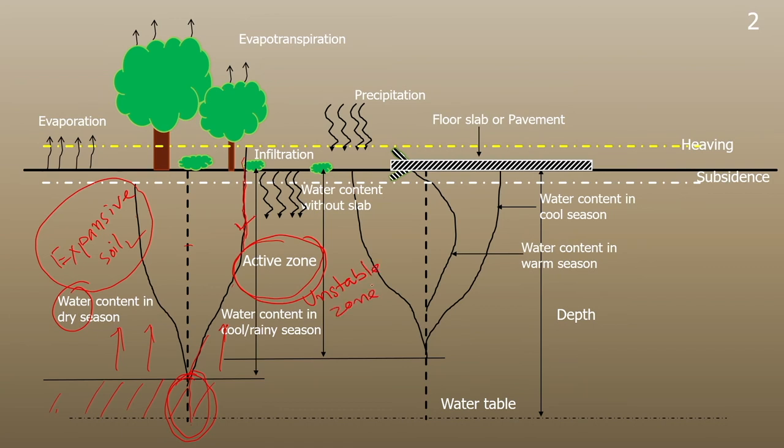So the first point while designing a foundation in an expansive soil is to determine what the active zone or the unstable zone will be. Then the zone below this one is known as the stable zone, because the water content will remain constant. So there will be no variation of expansive soil or no effect of expansive soil on the foundation in this zone. Therefore, the first point in designing a foundation in an expansive soil is to determine the unstable zone or the active zone.